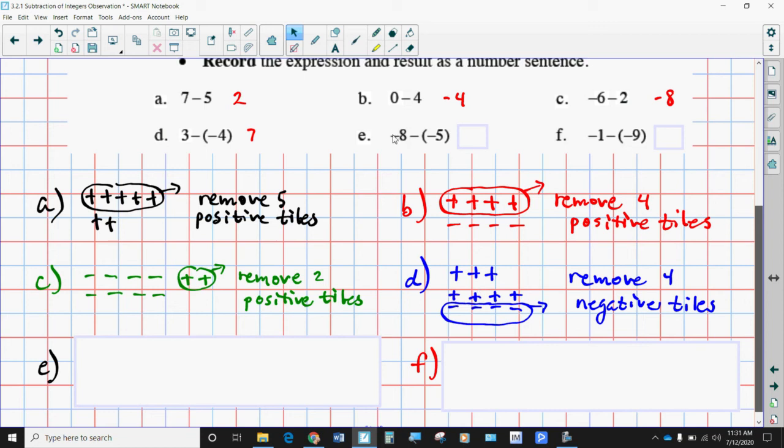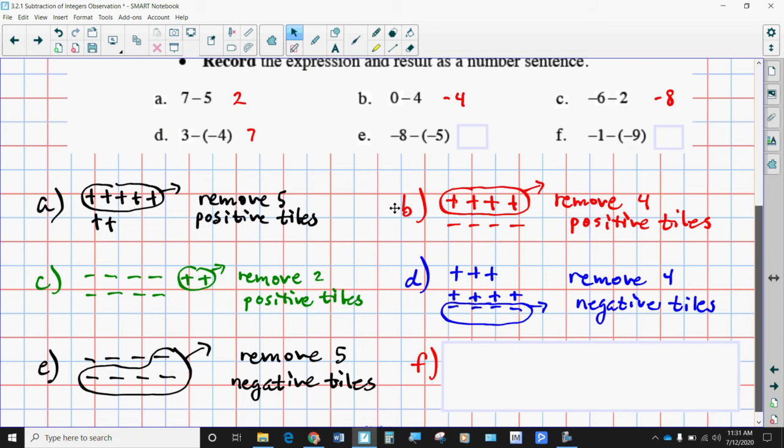For E, you've got to start with 8 negatives, and then you're going to take away 5 of those 8 negatives. So in this case, we don't need any 0 pairs because we've got enough negatives to remove 5. So we remove 5 negative tiles, and what does that leave us with? 1, 2, 3 negative tiles. So our answer to negative 8 minus a negative 5 is negative 3.